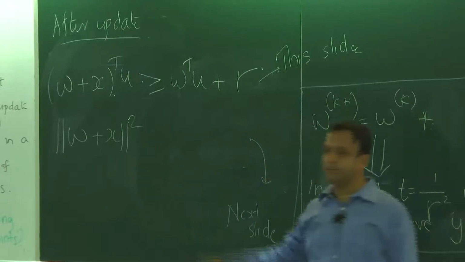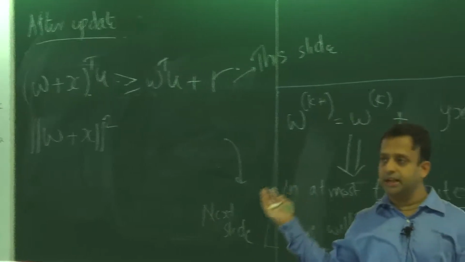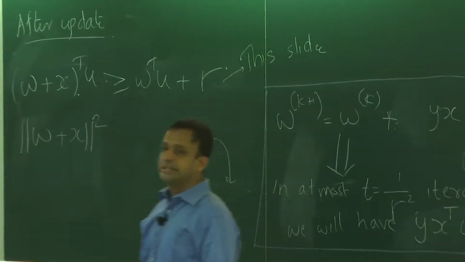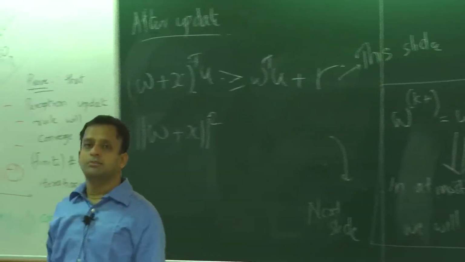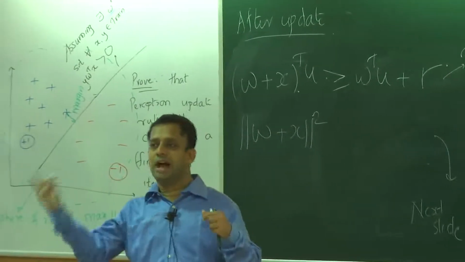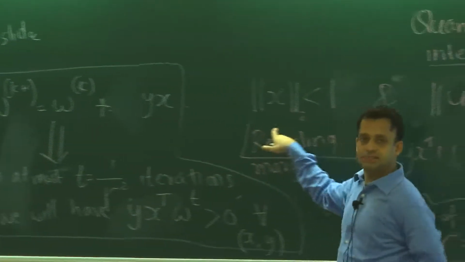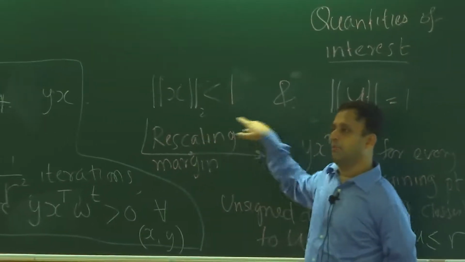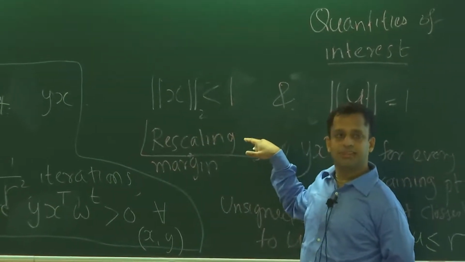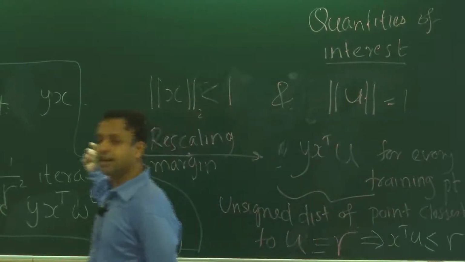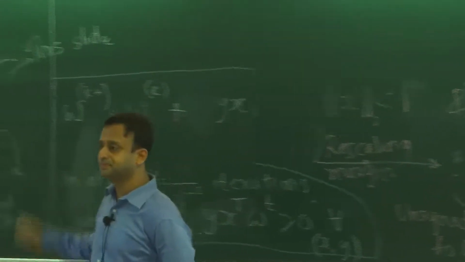So I have given you a hint on this slide, and I want you to complete the next slide. What will be the relation between norm w square after update and norm w square before update? I can make use of the fact that all x's lie within the sphere of radius 1 centered at 0, the origin.